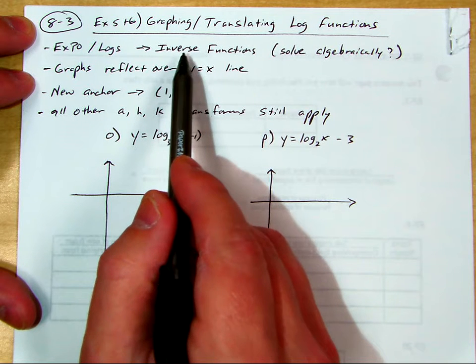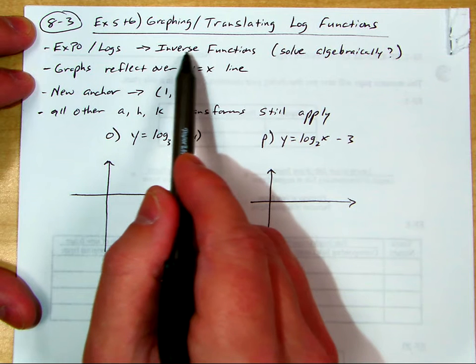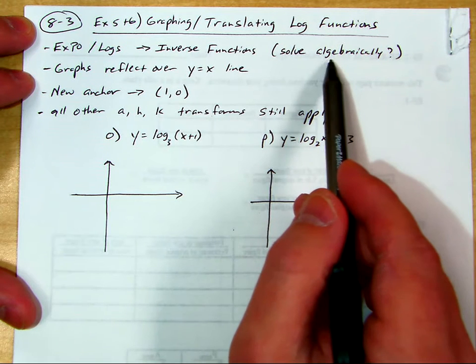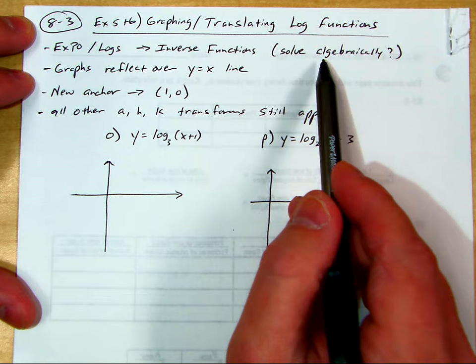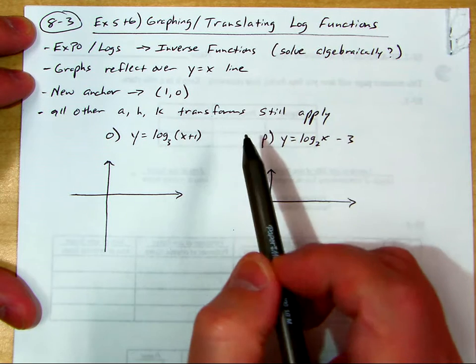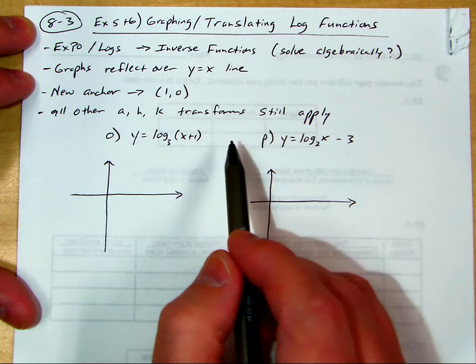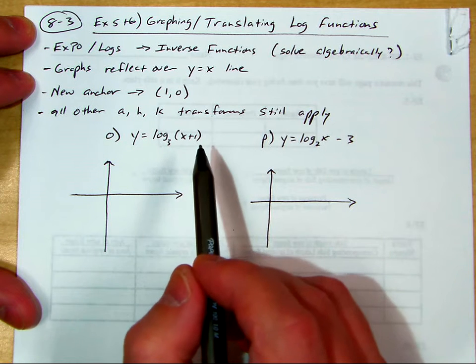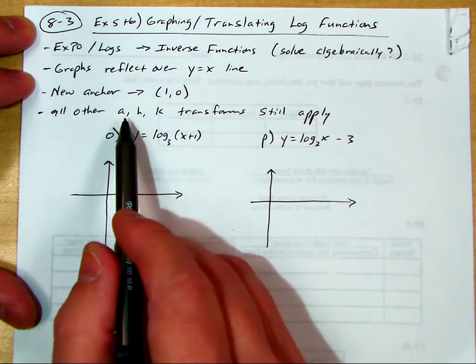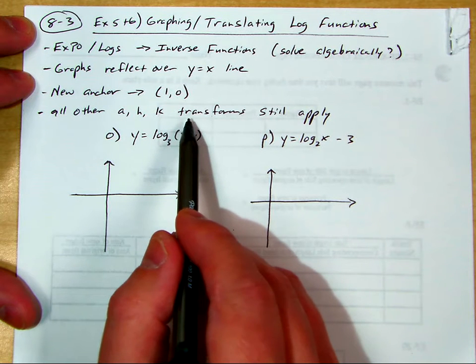Now remember back in chapter 7, we learned how to find the inverse of a function algebraically by switching the x and y and then solving. The way they do it in the book and how the transforms actually are is wrong. But we're going to just stick with the basics here and use our A, H, and K transforms just like we've been learning all year long.